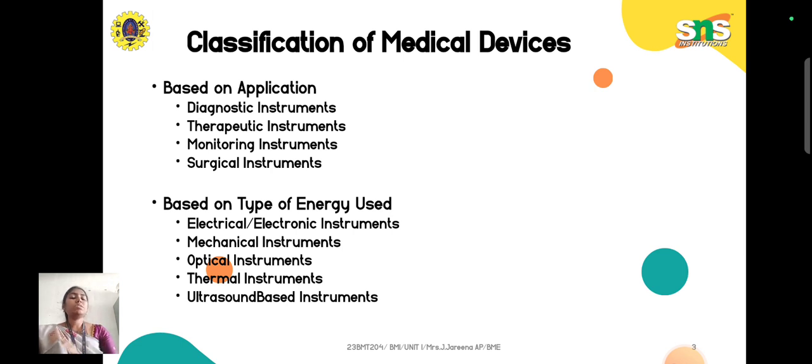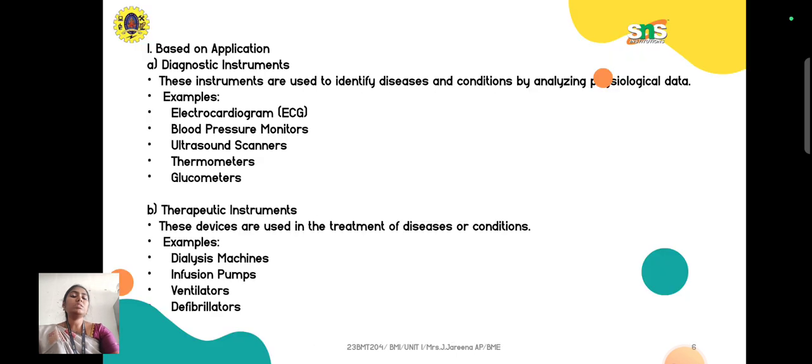If you start with classification based on application, we have four types: diagnostic instruments, therapeutic instruments, monitoring instruments, and surgical instruments. Diagnostic instruments are instruments to identify any particular disease or disorder, or any abnormal condition, by analyzing the physiological data. These are the equipment meant to diagnose any particular disease or condition.